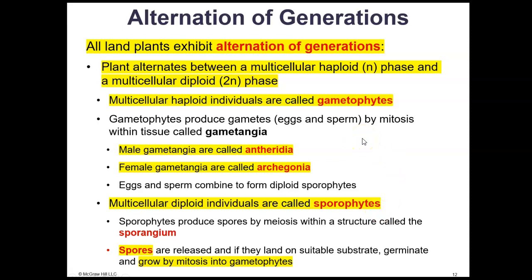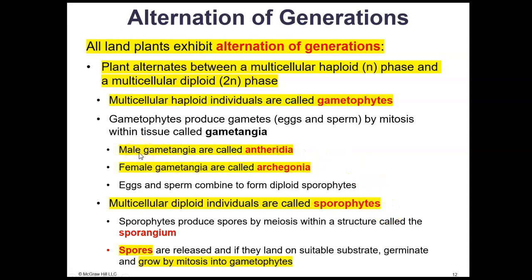So this is just some general information about the life cycle, alternation of generations. All plants, no matter what type of plant, exhibit this life cycle. They alternate between a multicellular haploid phase, which means the structure that is haploid is multicellular. All the cells are haploid; they only contain one set of chromosomes. And then a multicellular diploid phase. The haploid phase is called the gametophyte structure, and the diploid phase is called the sporophyte structure.